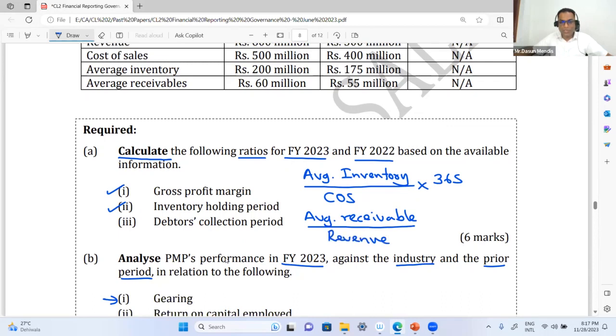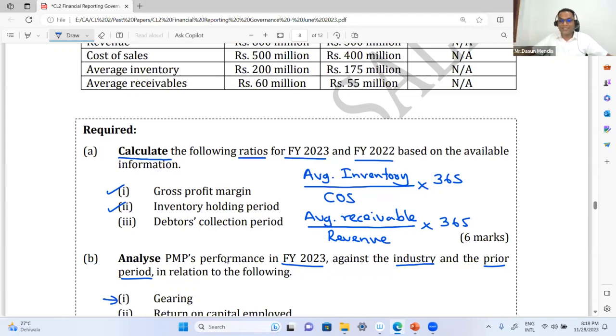Here we assume that all sales are credit sales, multiplied by 365. What would this give you? How many days it will take for you to collect money from your customers? When you make a credit sale to your customers, how long will it take for you to collect that money? Again, what is better, having a higher period or lower period? Lower period is better. You should collect as soon as possible.